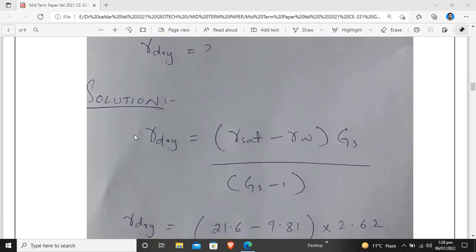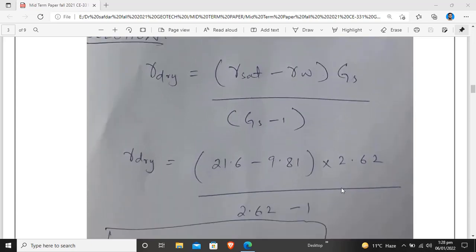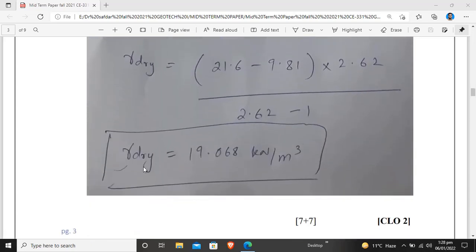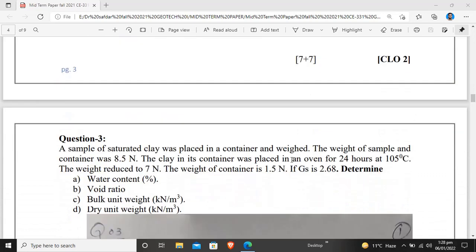Simple, there is a relationship between the dry unit weight, the saturated unit weight and specific gravity, that is: dry unit weight equals saturated unit weight of soil minus unit weight of water, multiplied by Gs and divided by Gs minus 1, specific gravity minus 1. By putting the values in this equation, the dry unit weight is obtained, that is 19.068 kilonewton per meter cube.